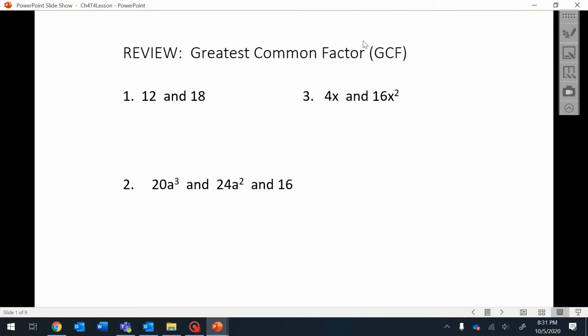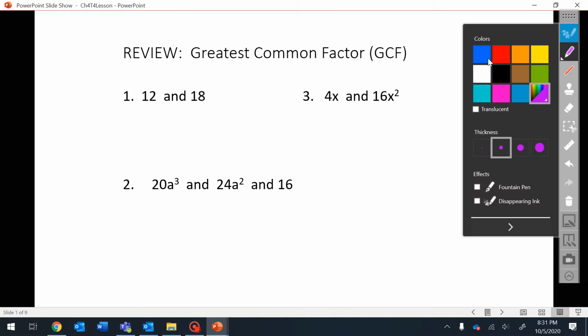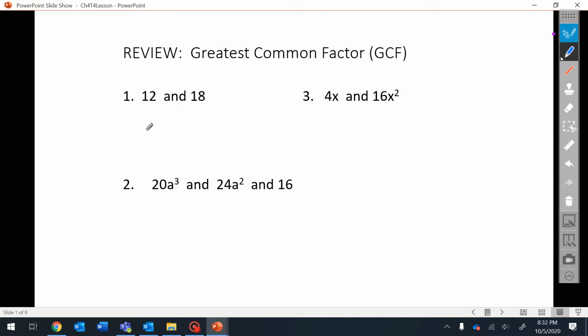Okay, so let's look at a little bit of review on GCF because today we're going to be looking at factoring out the GCF. Next couple of days we're going to be looking at factoring, and the first type of factoring is factoring out the GCF. All right, so let's look at number one.